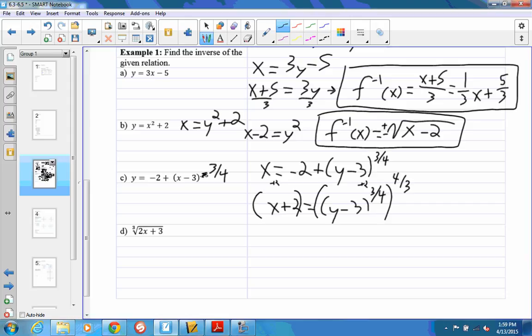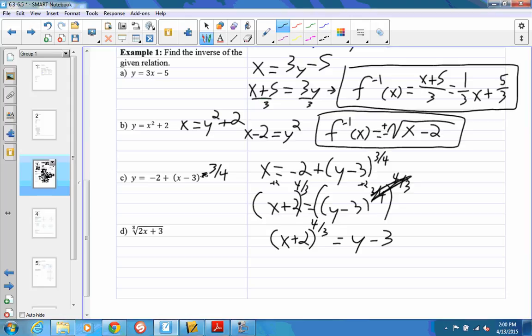Okay, so I'm not multiplying by 4/3. I think some people might have done that between the two blocks on a quiz. They actually multiplied by 4/3, and then they just distributed a 4/3 here. So it's 4/3 x plus 8/3. No, we're raising each side to the 4/3 power, because that makes these go away, leaving me with x plus 2 to the 4/3 power equals y minus 3.